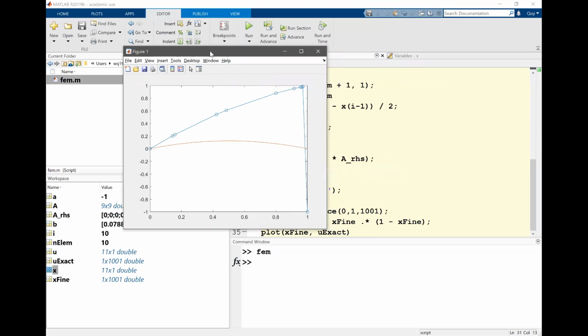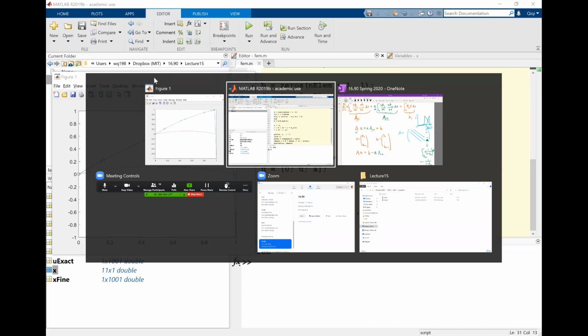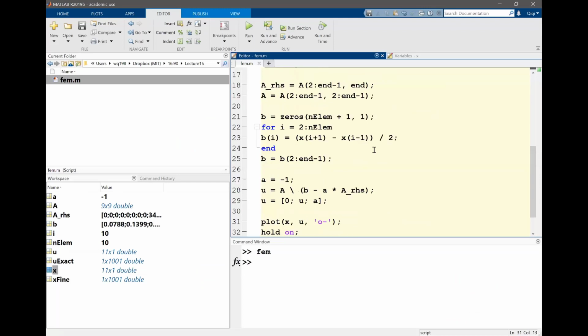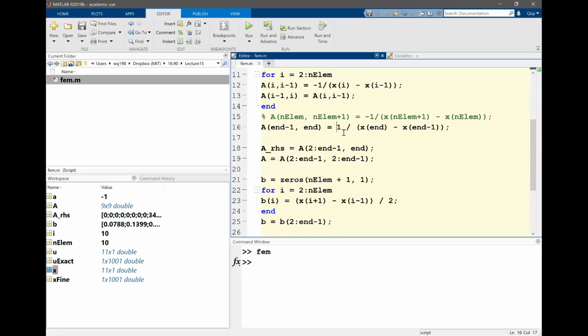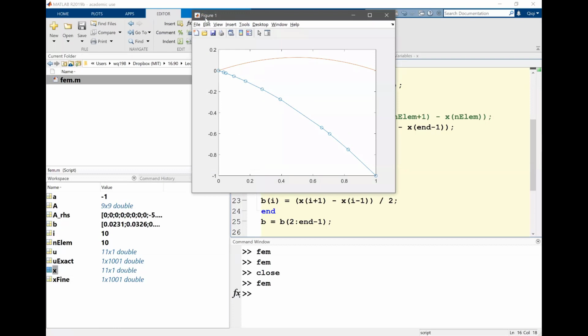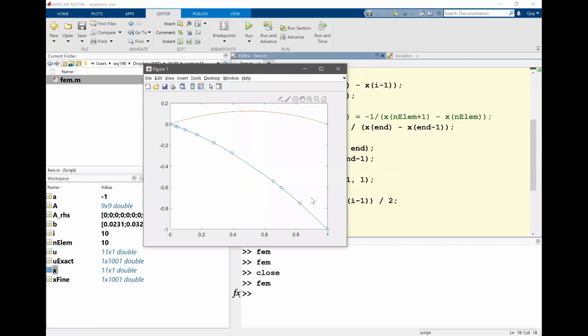It doesn't look like it's correct, but I think I might have a sign error somewhere. Let me see. Do I have a sign error? Oh, yes, I have a sign error here. So I put a -1 here, but I forgot to put my minus here. So let's run it again. Close, and let's run it again. Okay, now we seem to get a reasonable answer.